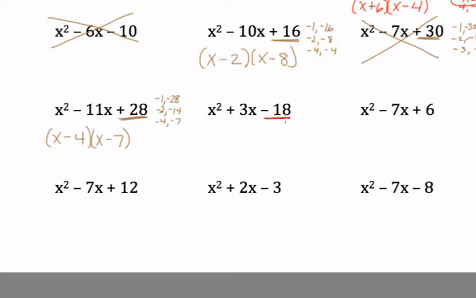My multiplying number is negative 18. To multiply two numbers to get a negative, I must have one of each sign. So negative 1 and 18, 1 and negative 18. Let's see, there it is. Let's see, it's a positive 3, so that means my 6 must be positive. 6 and negative 3 add up to be 3.